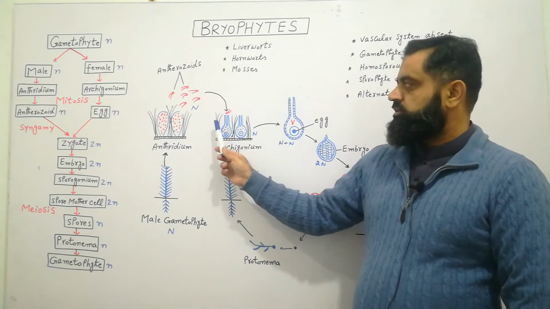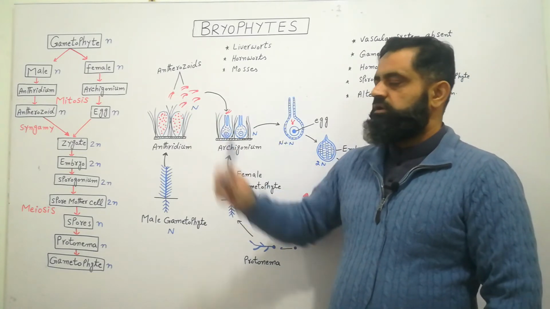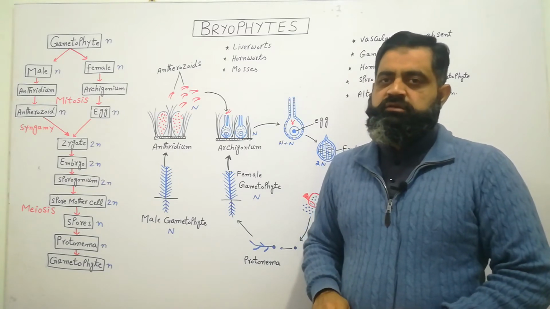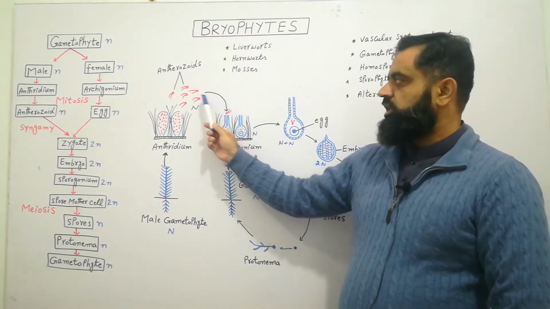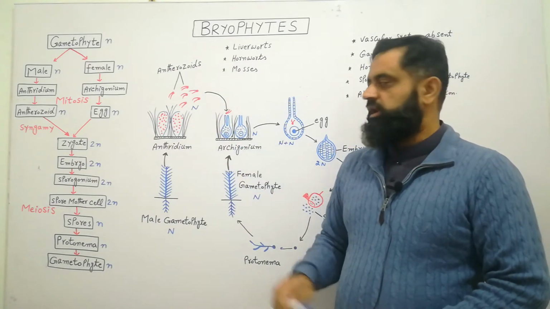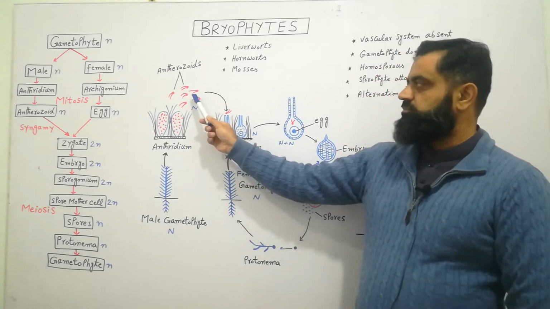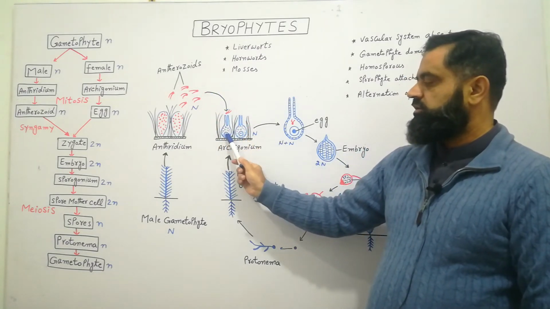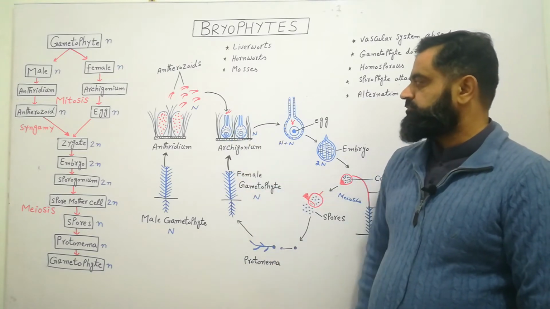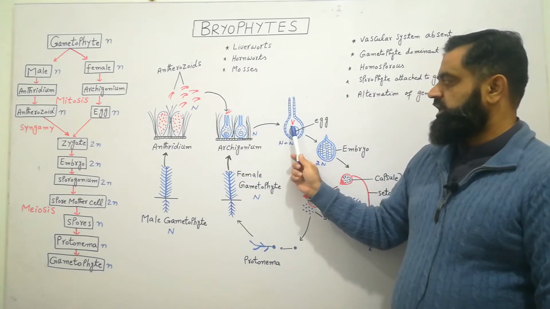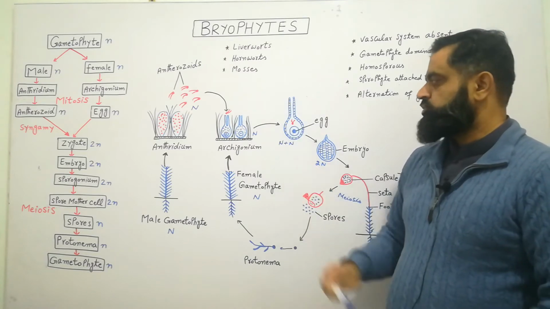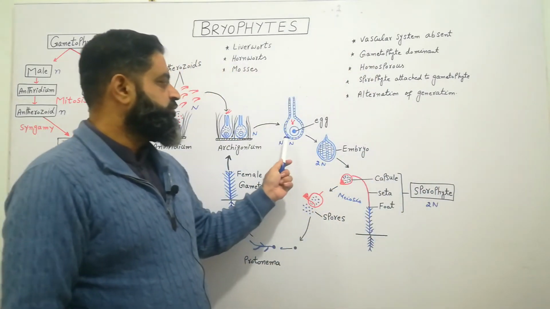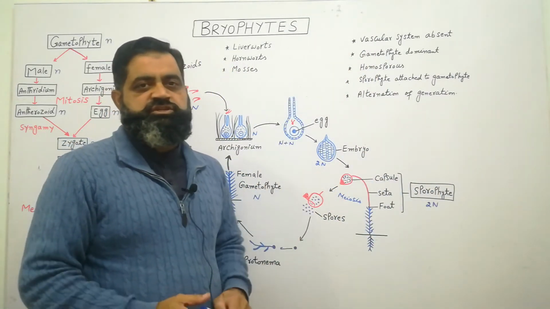This water helps to stimulate the antherozoids. Antherozoids, with the help of the stimulus from the egg, swim towards the egg with the help of their flagella and fertilize the egg. As you can see in this diagram, an antherozoid is swimming towards the female egg present in the archegonium. At this point, you can see the antherozoid has reached the egg and is going to fertilize it. After fertilization, the egg has changed into a diploid zygote, which later changes into an embryo.